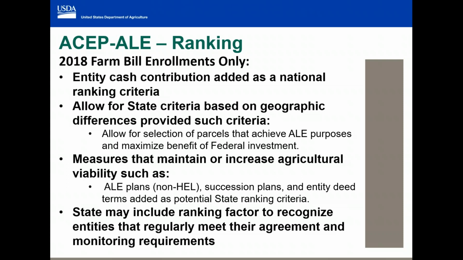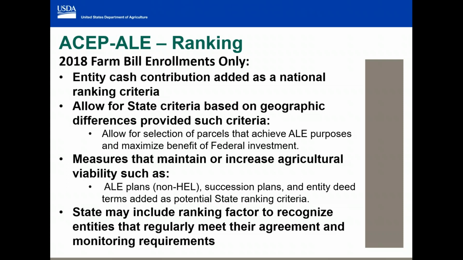And then the remainder of these all sit on the state criteria side, but have been added, a couple of them specifically in response to items that were added in the statute. So for example, the statute allowed state criteria based on geographic differences, provided that those criteria allow for the selection of parcels that achieve ALE purposes and maximize the benefit of the federal investment.